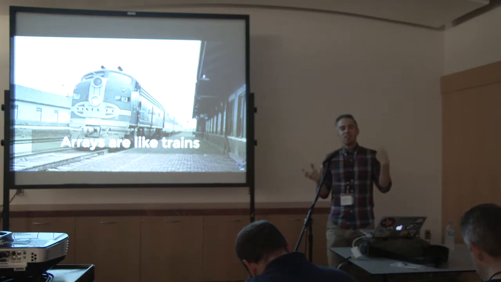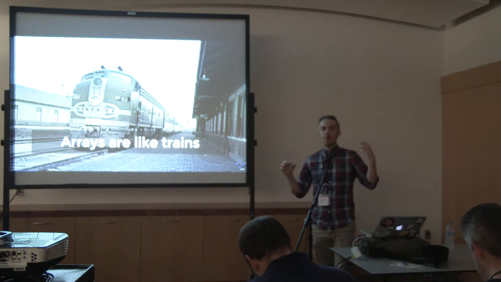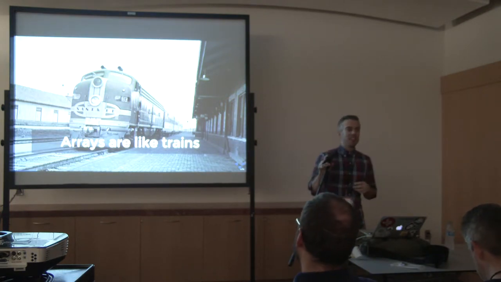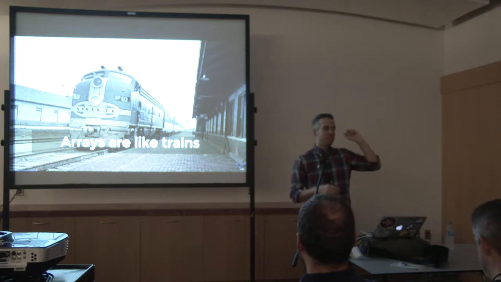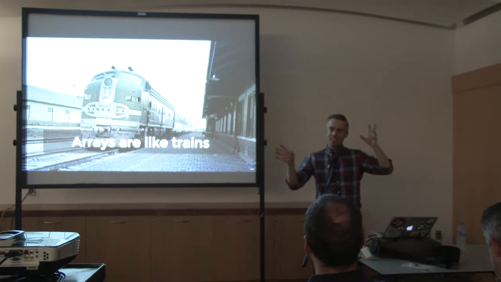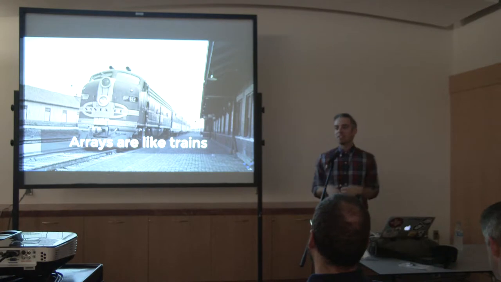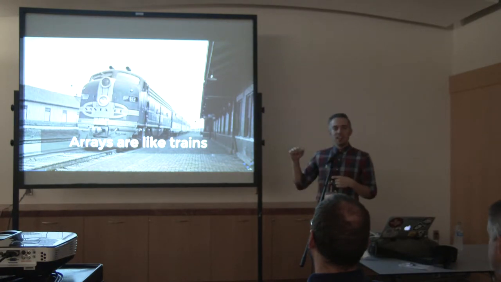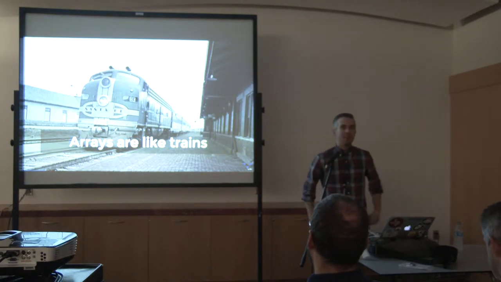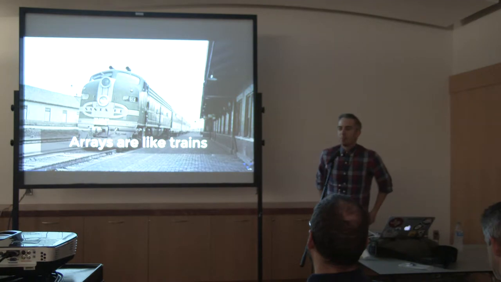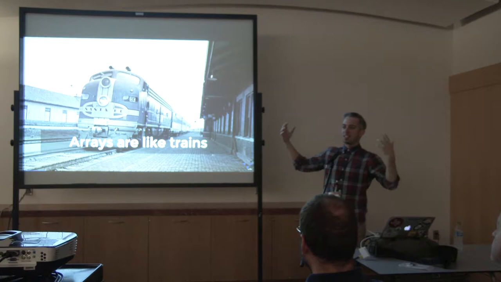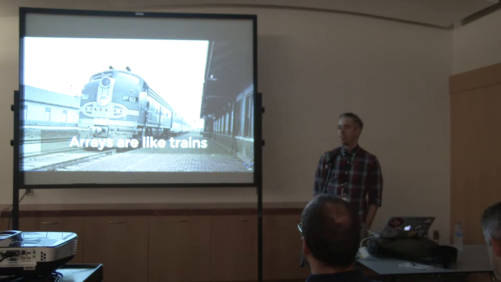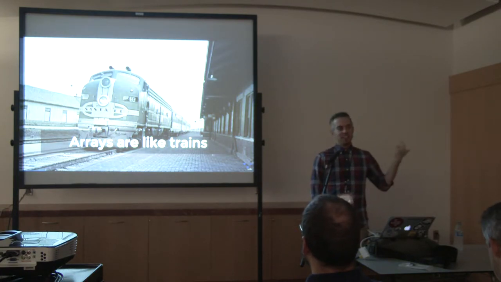So I like to try and figure out what a real-world analogy for everything in programming is. You can ask anyone who I've talked to about events with. Like, I like real-world analogies. They help me understand what I'm doing better. And over the last while, I've been trying to come up with a good analogy for arrays, because, you know, what is an array? What is this crazy abstract thing that we call an array? So an array is like a train.